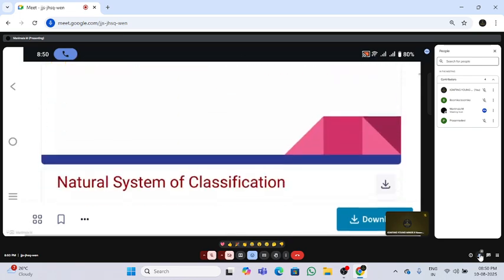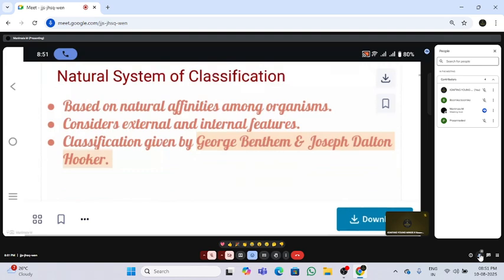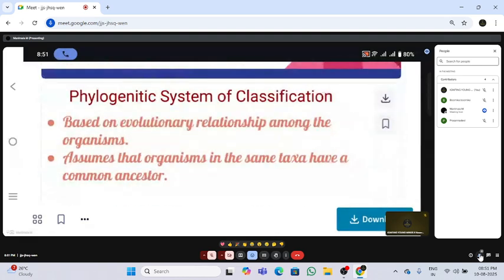And the second one, the natural system of classification, was given by George Bentham and Joseph Dalton Hooker. Here it was accepted, because it is a natural system of classification: he mentioned the external characteristics, that is, vegetative characters, and the internal characteristics, that is, the anatomy of the organism. It also explained its affinity with other organisms and how it interacted in the environment, so the natural system of classification was accepted.